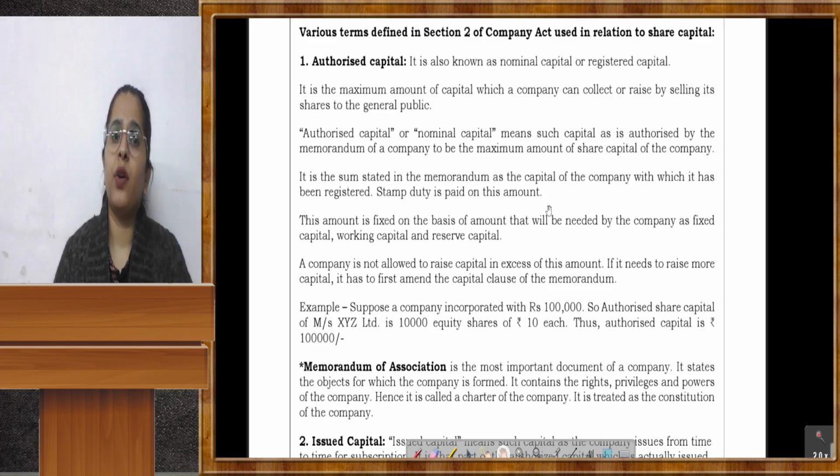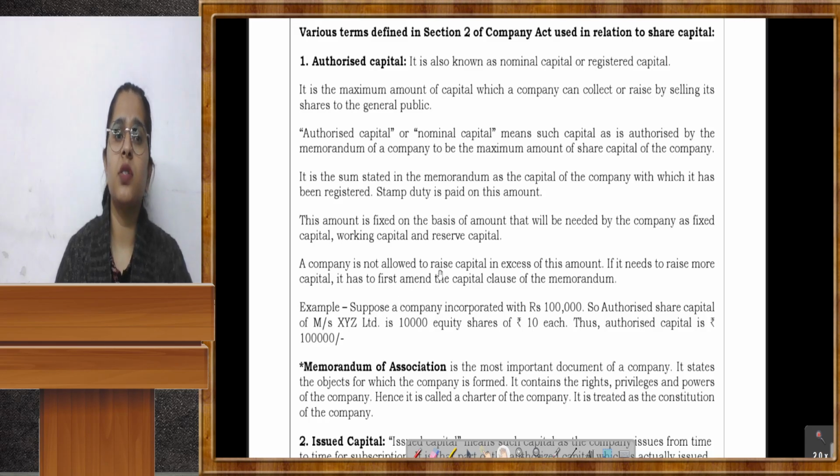Stamp duty is paid on this amount. Whenever a company gets registered, it pays stamp duty on this amount only. The amount is fixed on the basis of the amount that will be needed by the company as fixed capital, working capital, and reserve capital. I have told you that every company has different authorized capital and it depends on the need of the company, as per the business done by the company. Along with that, authorized capital is set.